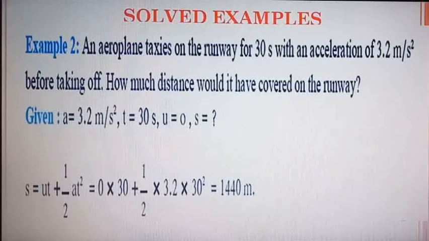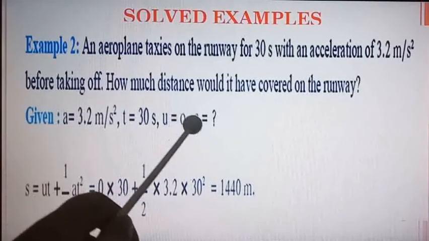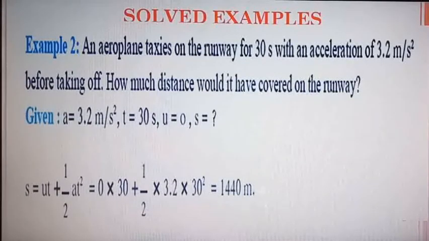We will not use the first or the third one. Why? Because the first one is v is equal to u plus at, which we don't want, as we have to find the value of s. And the third one is v square is equal to u square plus 2as. Even though s is there, we don't have the value of v. So we will go for this equation. Substitute the values. u is 0. So 0 multiply by 30 plus half multiply by 3.2 multiply by 30 square. When you do the cancellations, you will get 1440 meters.